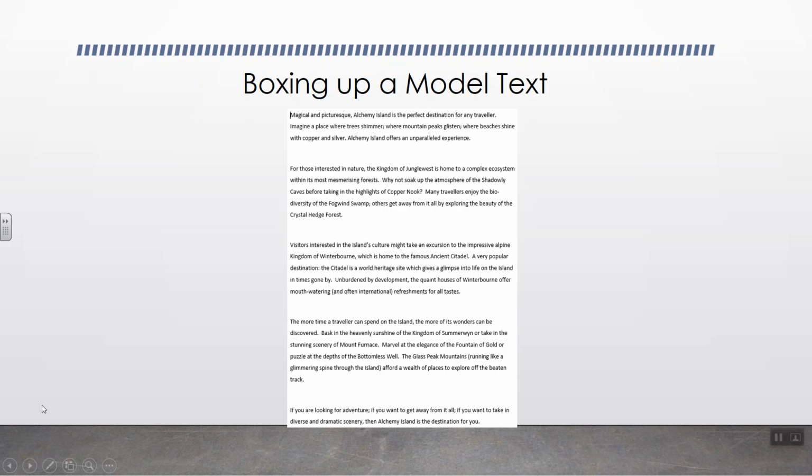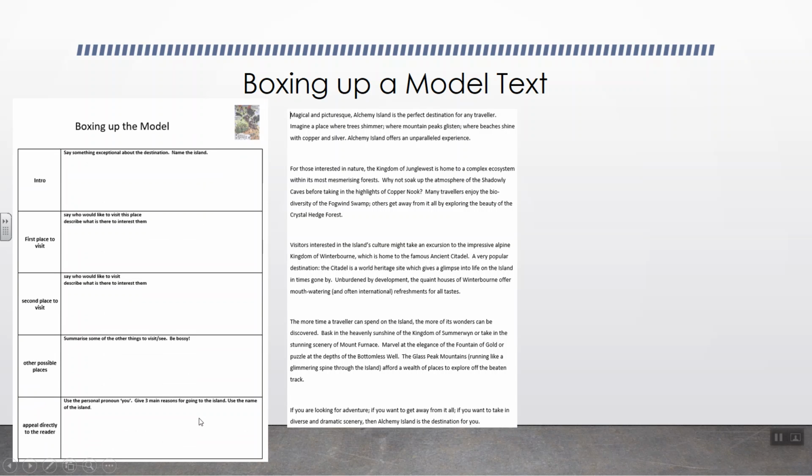So once the children have got an understanding of a model text, and this is the model text that we are currently using for writing a holiday review, our next job is to box up the model. That means we take the model text and we break it down into its component parts. So the first bit of this is saying something exceptional about the destination and actually naming the destination. And then the next 2 paragraphs are describing particular aspects of the destination, saying who would like to visit that place, and then describing that place according to who might like to visit.